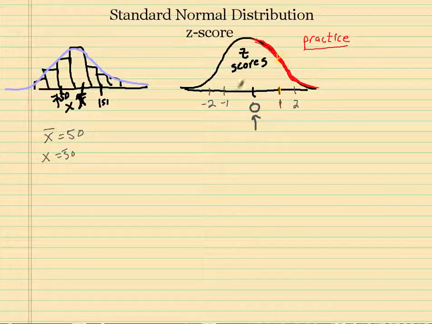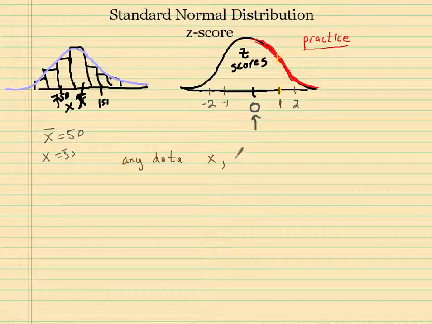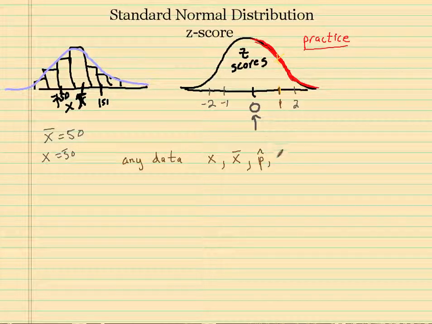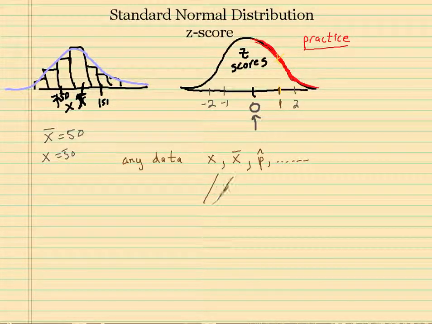Okay? And the good thing about this standard normal distribution is you could take any data set, whether the data set consists of x's, x bars, or p-hats, which we'll learn later. So it doesn't matter what the statistic is, we could always turn these and send them to the z distribution.